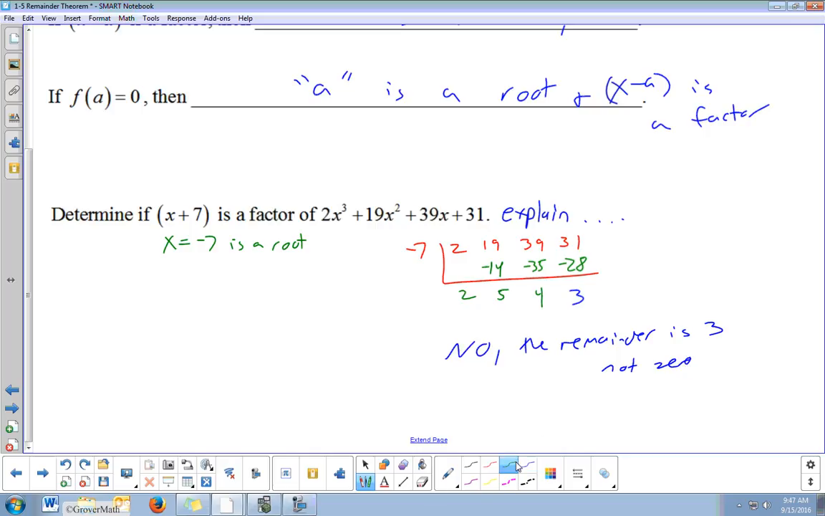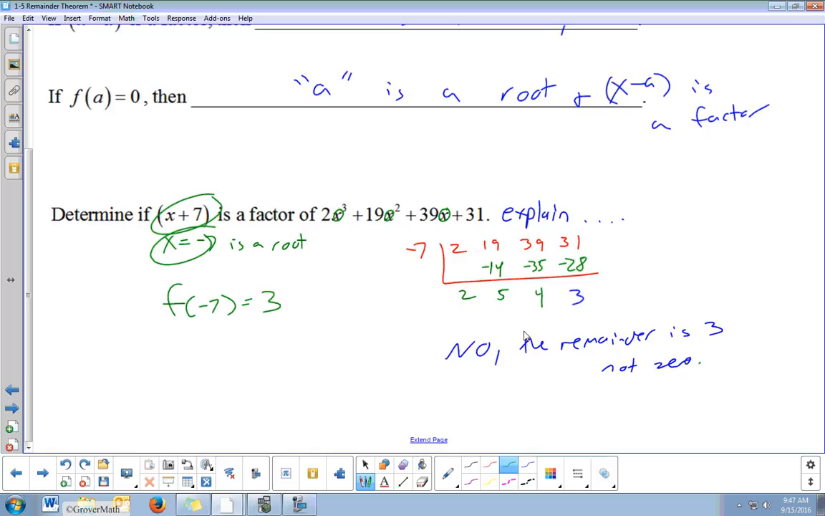So that's really what we're talking about. The other option here, I could do long division with this, I could do synthetic division with this, or I could do f of negative 7 and see what that comes out to be. I would substitute negative 7 in for each x, and again what I would get is 3, the same thing as this remainder.